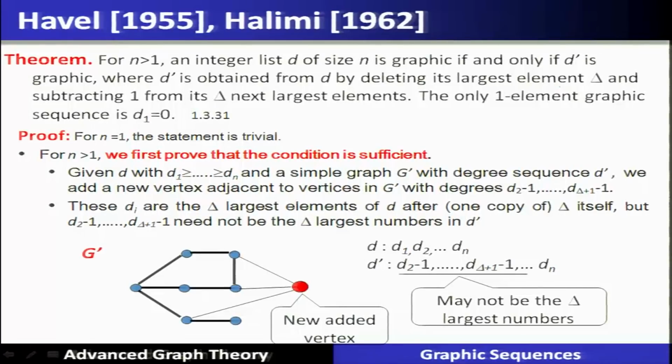Now, with this background, a theorem is given on the graphic sequence, and this theorem is given by Havel and Hakimi. The theorem states that for n greater than 1, an integer list D of size n is graphic if and only if D prime is graphic, where D prime is obtained from D by deleting its largest element delta and subtracting 1 from its delta next largest elements. The only one-element graphic sequence is D1 equal to 0.